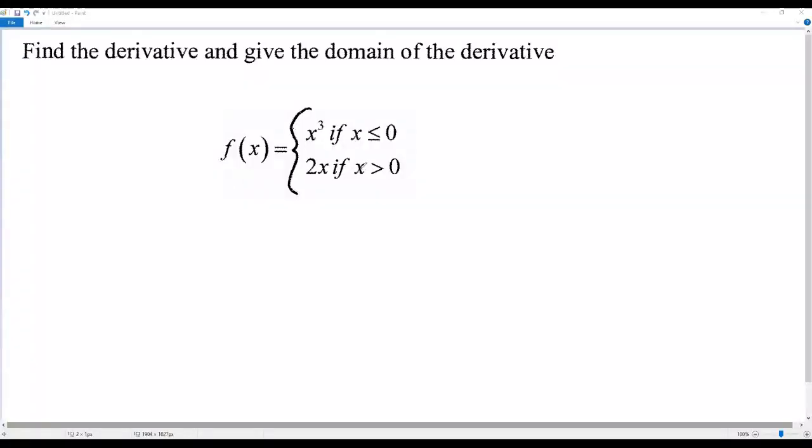Here we have a problem on derivative, and we have to give the domain of the derivative. So here we have a piecewise function. To find the derivative of a piecewise function, we have to find the derivative of each piece separately. Okay, let me do it.